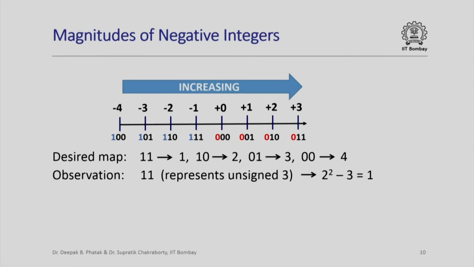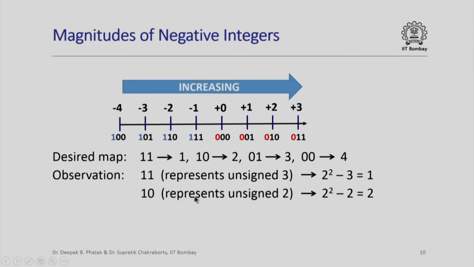Now the first observation we have is that if you look at this 1 over here, which is actually coming from here, these are the negative integers and here the magnitude is represented by 1 as an unsigned integer represents 3, however we want it to represent 1. So this 1, what we want it to represent, can be thought of as 4 minus 3.